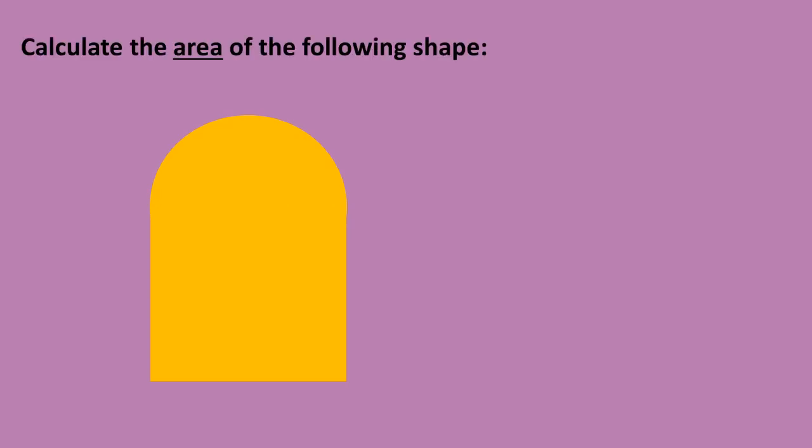Let's have a look at this shape. All right, they say calculate the area of the following shape. Could you see as it came on? We can break the shape up into 2 pieces. We've got a lovely little square, I think, over there, and a semicircle.